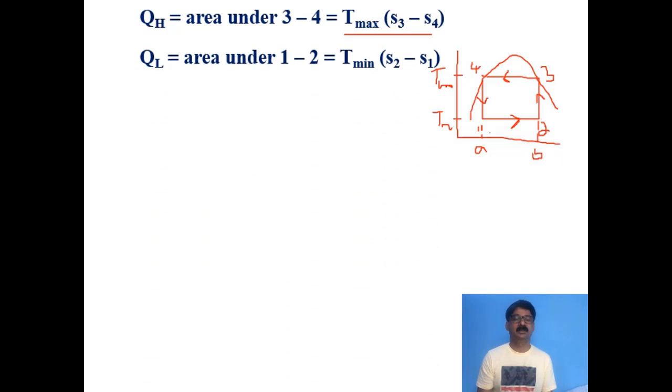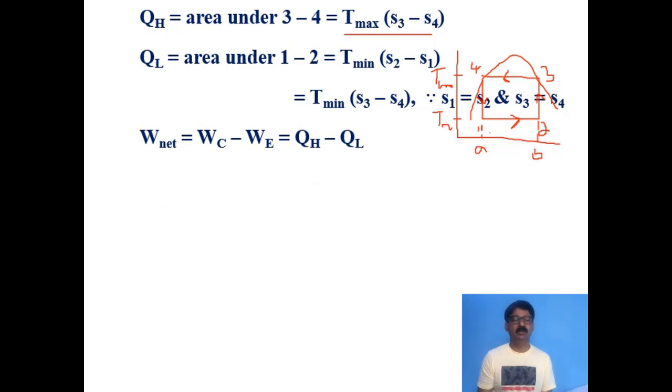Similarly, the area under 1 2, that is the amount of heat absorbed from the space to be cooled, is T min into S2 minus S1, and that can also be written as T min into S3 minus S4, because S1 is equal to S4 and S2 is equal to S3. So W net is nothing but WC minus WE, as I told you earlier in the previous slide, which can also be written as QH minus QL. So that becomes T max minus T min into S3 minus S4.